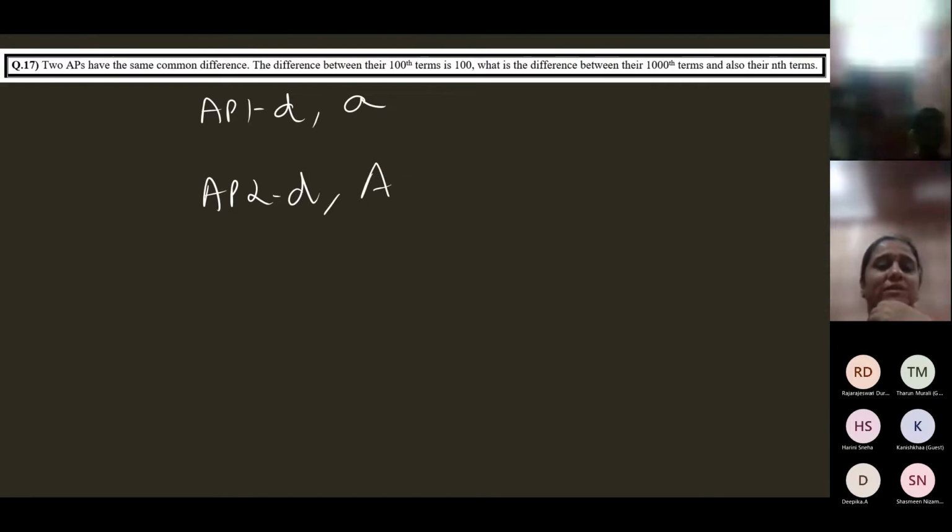Okay, so two APs have the same common difference. The difference between their 100th terms is 100. How do you represent this? Here the 100th term will be like this, and here the 100th term will be like this. The difference between their 100th terms is 100, so A100 minus A100 is equal to 100.